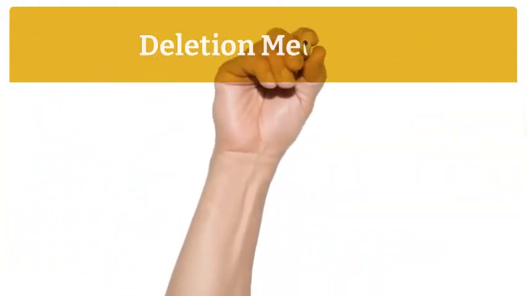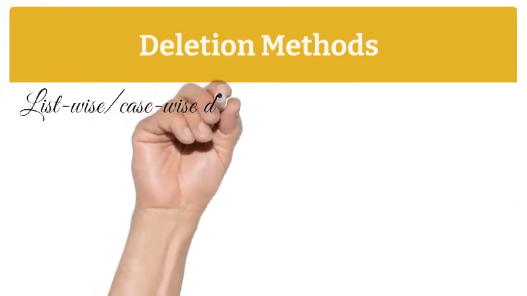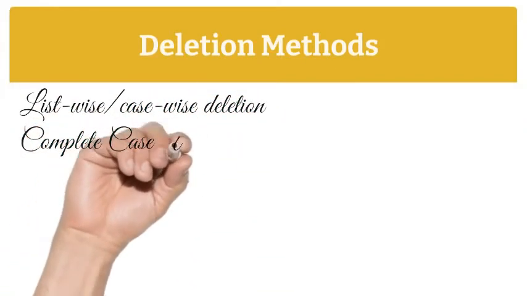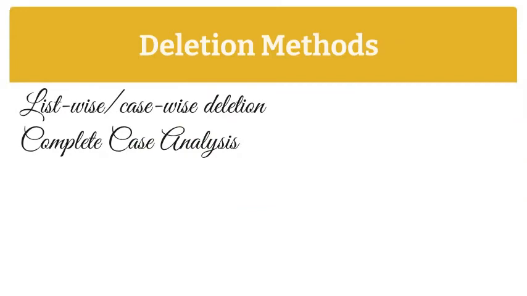Let us talk about the deletion methods. First, we have the listwise or casewise deletion, which is also referred to as the complete case analysis. Such method can be applied as long as the percentage of missing data is not too large. It can also be applied if your data is MCAR. What is it about? Normally, through this method, you will delete a whole record or a whole case. What you need to understand through this method is that you might lose a lot of information because you are deleting a whole record or case.